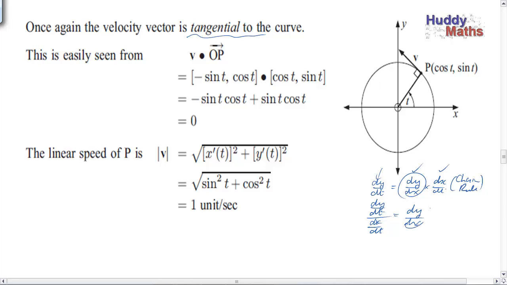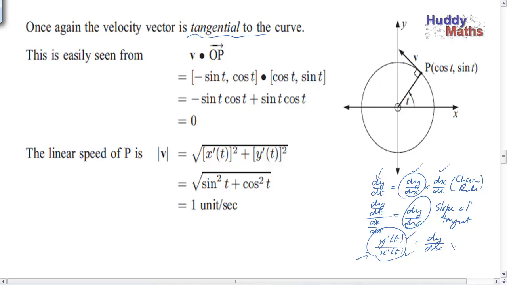So what's this really saying? This is saying the slope of the tangent to the curve is equal to y prime t over x prime t. And what's that got to do with the velocity? Well, hang on. These are the components of the velocity vector. So the slope of that velocity vector would be its y step, y prime t, over x prime t. Therefore the slope of that tangent is this, and also the slope of the velocity vector is its y component over its x component.